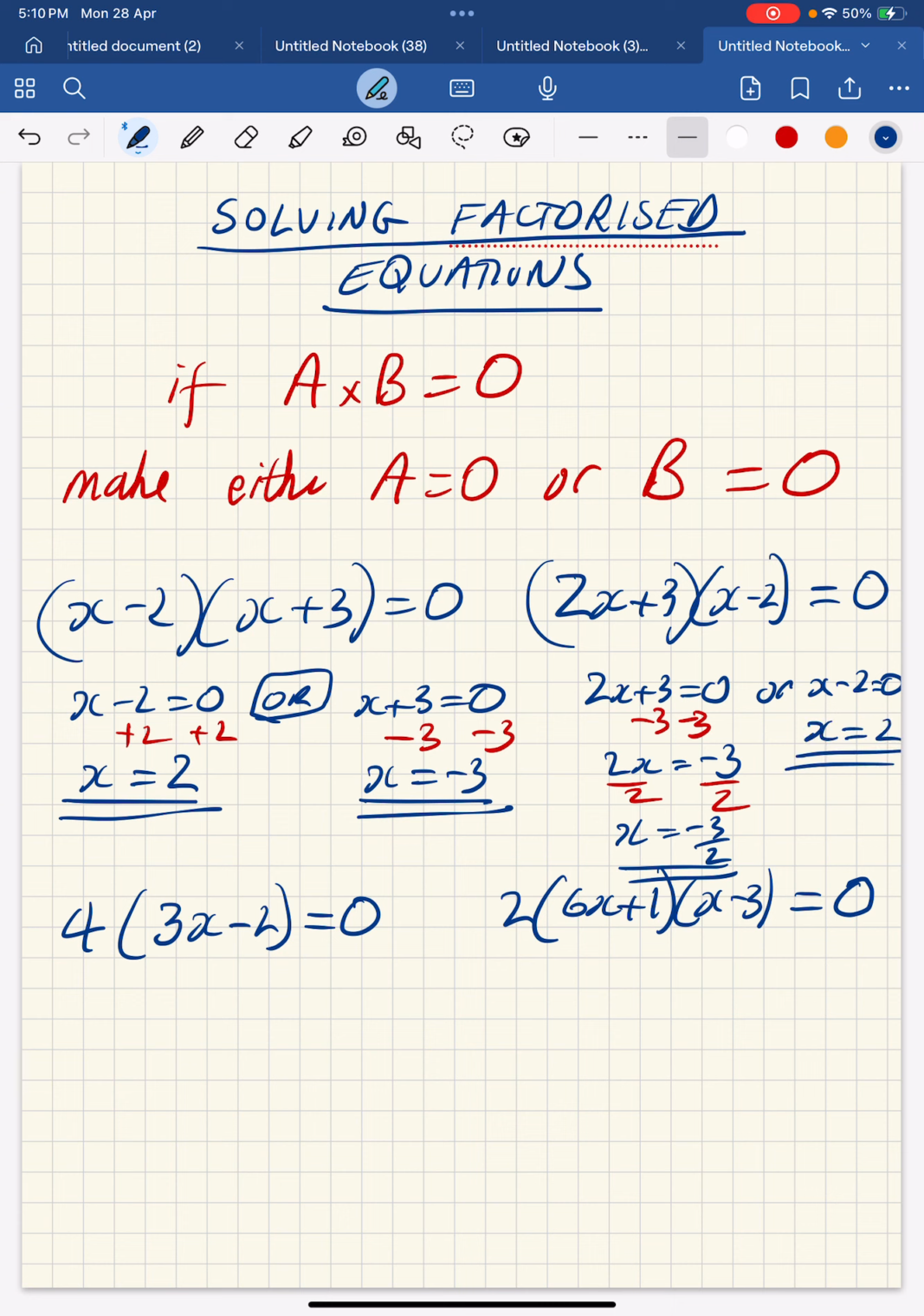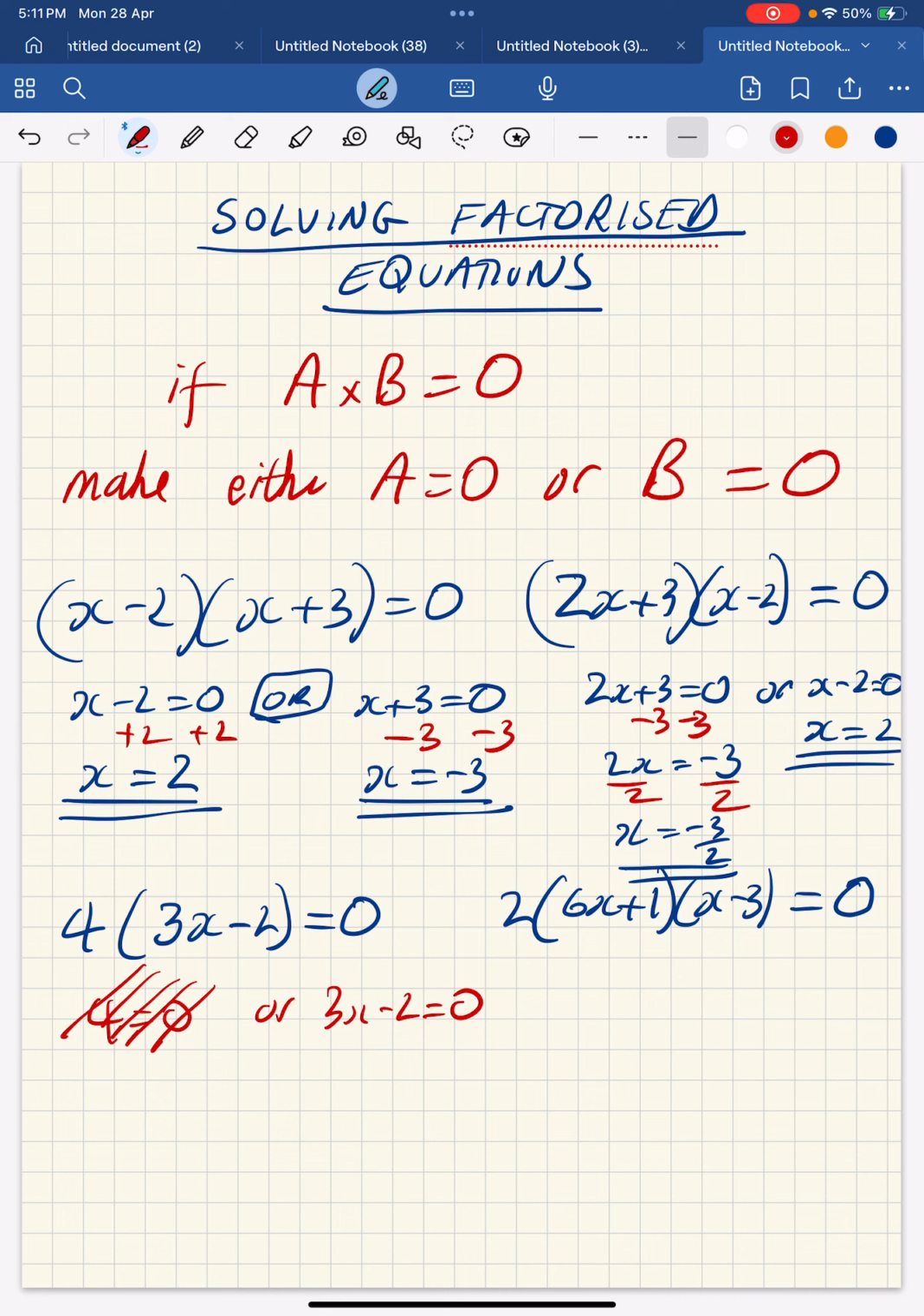So two solutions. Look down here. This still works. We either make 4 equal to 0, or we make 3x minus 2 equals 0. Now that's a bit weird. It's impossible, right, to make 4 equal to 0. So that doesn't really help us.